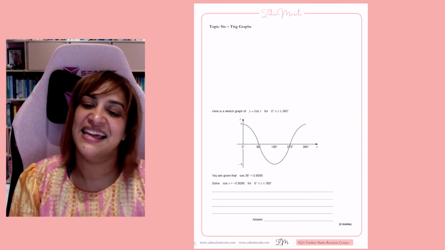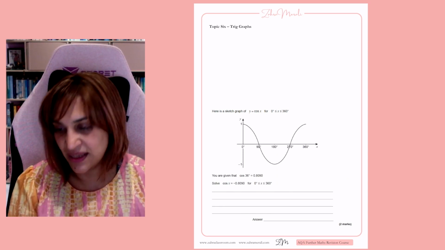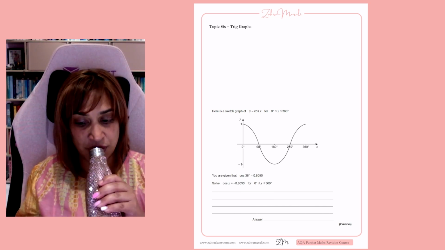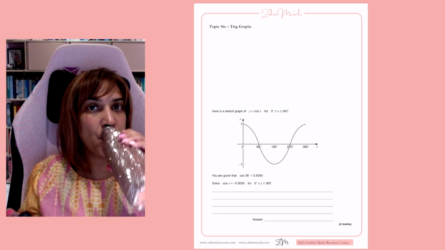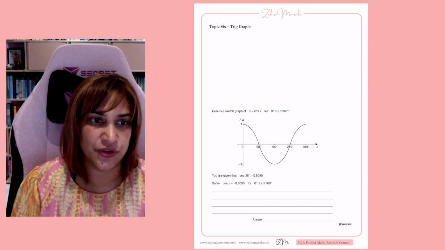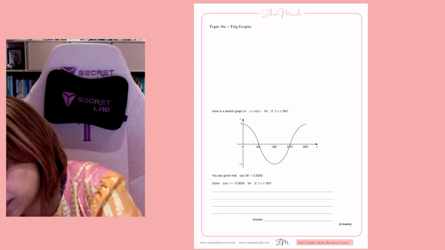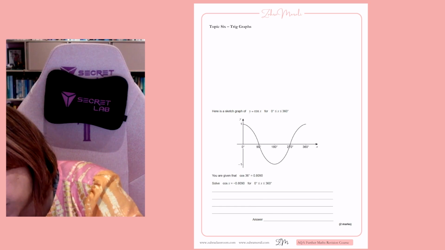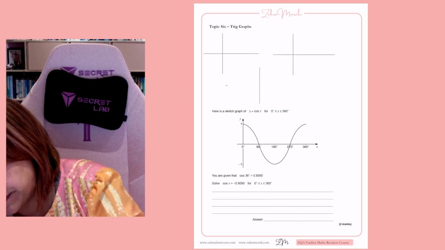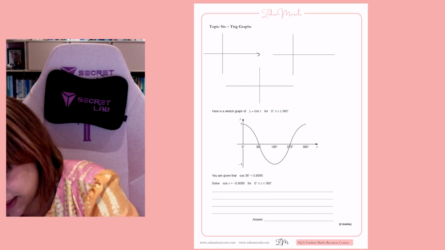Right, next topic. We've got our trig graphs now. So we're getting there slowly, and my voice is going. For trigonometry, you've got three graphs: your sine graph, your cosine graph, and your tan graph. So let's have a look at all three of them. We're going to have our sine graph to start with.